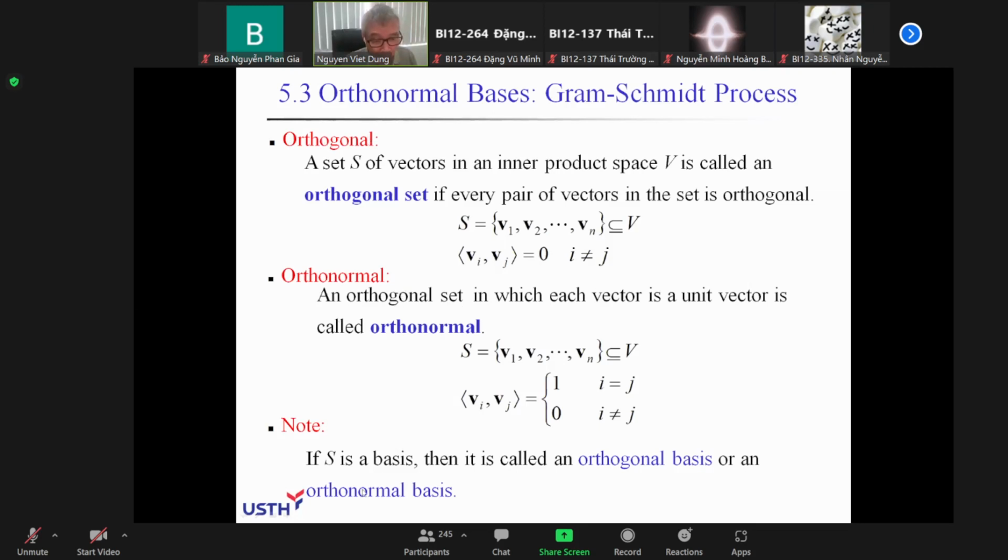And if more than that, S is a basis at the same time, then we have the names orthogonal basis and orthonormal basis, cơ sở trực giao và cơ sở trực chuẩn. That is two different names for a basis.